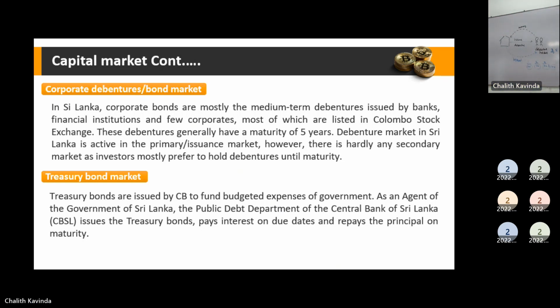Okay. Right. Very simple, two markets: the corporate debt security market as well as the other one, the treasury bond market. Okay, so please read these two slides. Check whether you're okay.